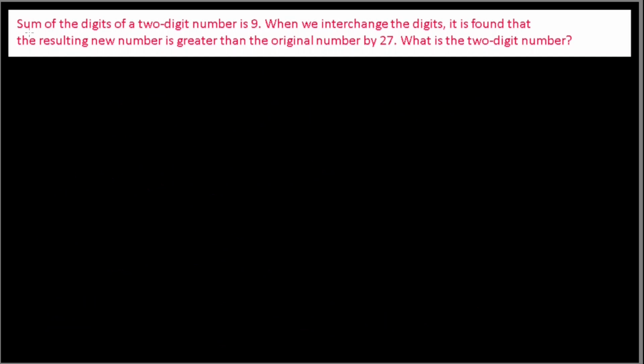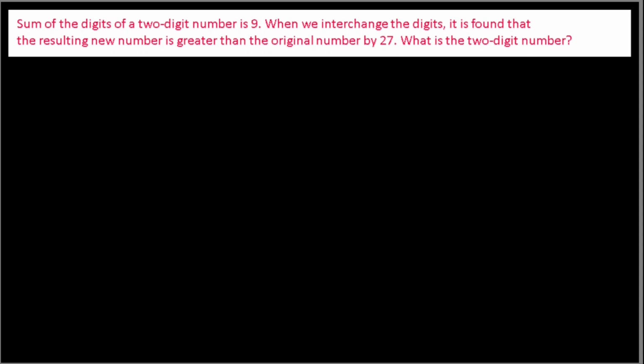Next word problem is: the sum of the digits of a two-digit number is 9. When we interchange the digits, it is found that the resulting new number is greater than the original number by 27. What is the two-digit number?